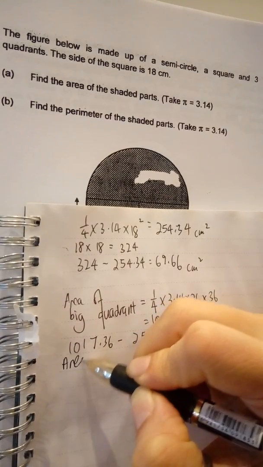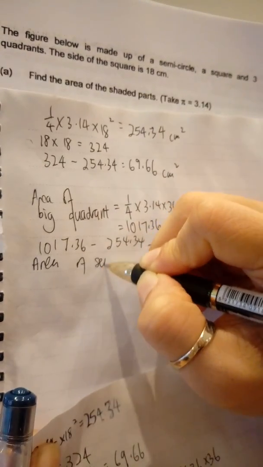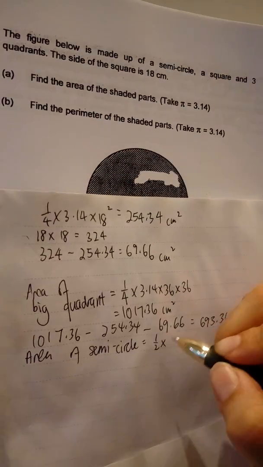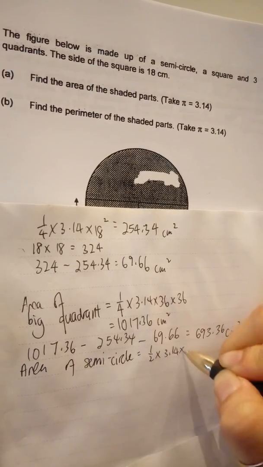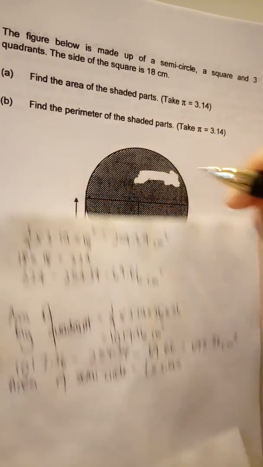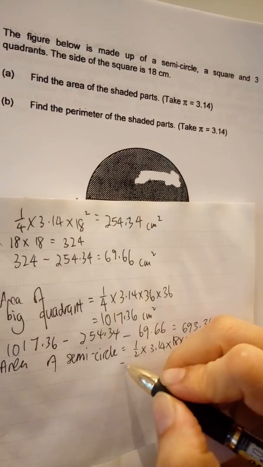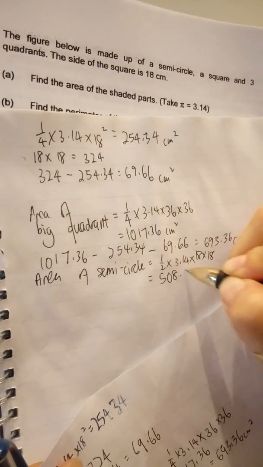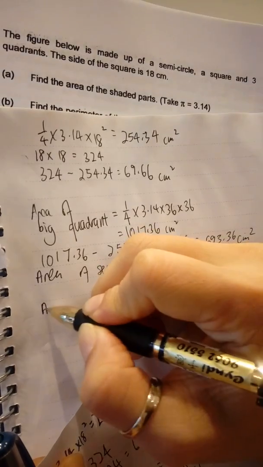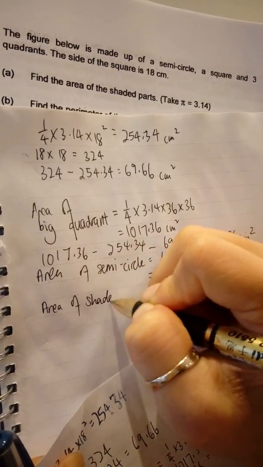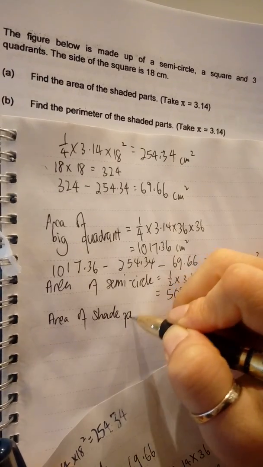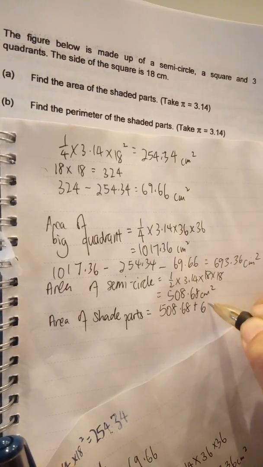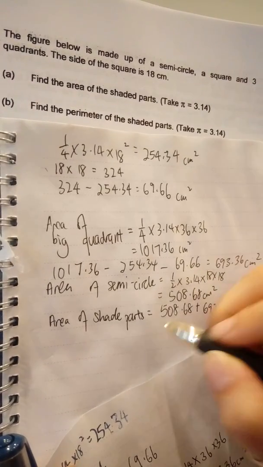So area of semicircle, half the pi r square, right? Pi r, so the r is still 18, right? From here to here, square. Okay, so area of shaded parts, use keyword from the question so we know what they're doing, plus 693.36, these and these, right? Both are the shaded part.